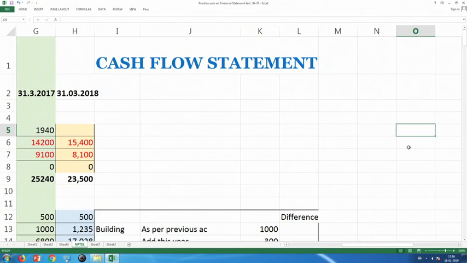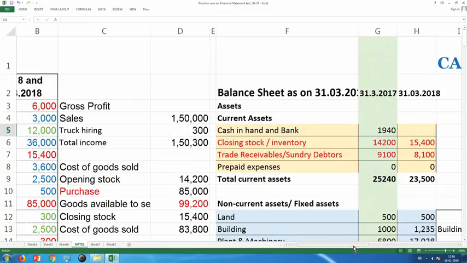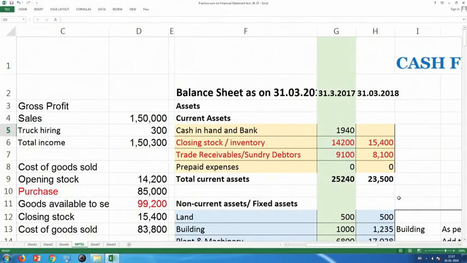Hello and welcome. Our today's topic is cash flow statement. We have already done profit loss account and balance sheet, and we are going to discuss how to prepare cash flow statement. Before I move on to cash flow, I'll just revisit the balance sheet part a little bit.